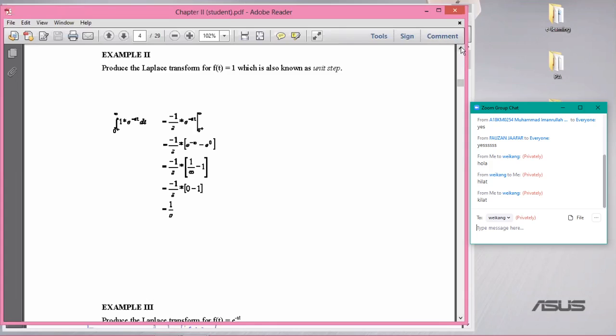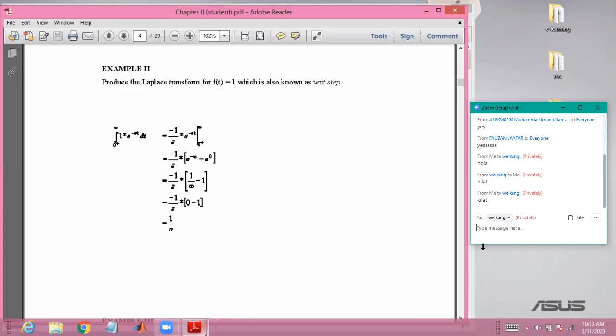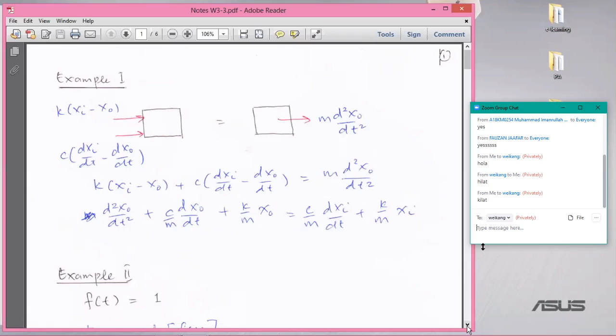What is the Laplace transformation of f of t equal to 1? This is the simplest function there. I always like to solve simple functions, simple problems. I've told you many times already. Difficult problems, of course, that's your job to solve. So imagine now we have f of t equal to 1. Then we are going to get the Laplace transform of that. This is very simple and straightforward. Just use the definition of Laplace transform.